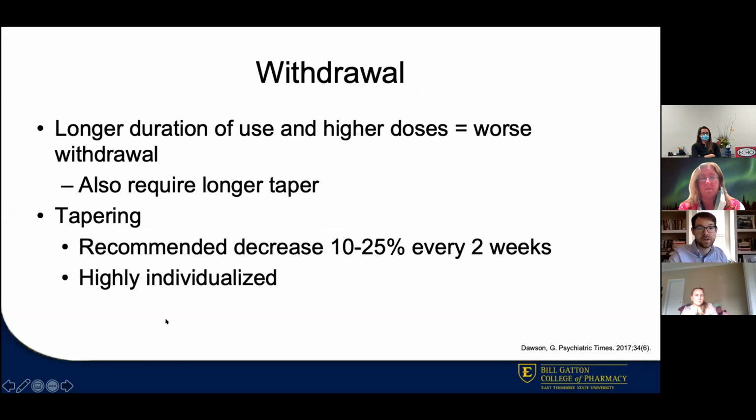And when tapering, it's recommended to decrease by 10 to 25% every 2 weeks. Now, this is just kind of a starting point for tapering the benzos. For somebody that's been on a longer time, it could take months to get somebody off of the agent, and it's highly individualized how that's going to go.